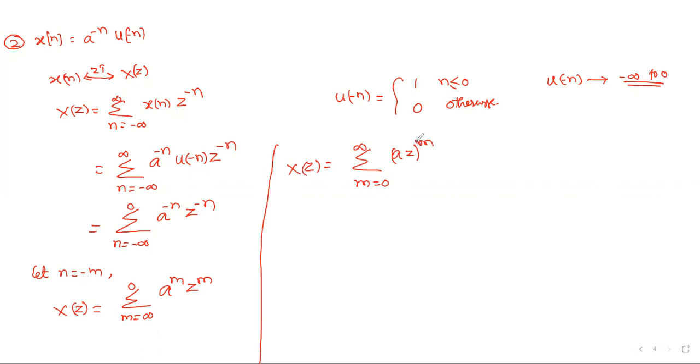What is the formula we recall? Summation n equal to 0 to infinity alpha power n is equal to 1 by 1 minus alpha. What is the ROC? Mod alpha should be less than 1. From this one, mod alpha is less than 1.